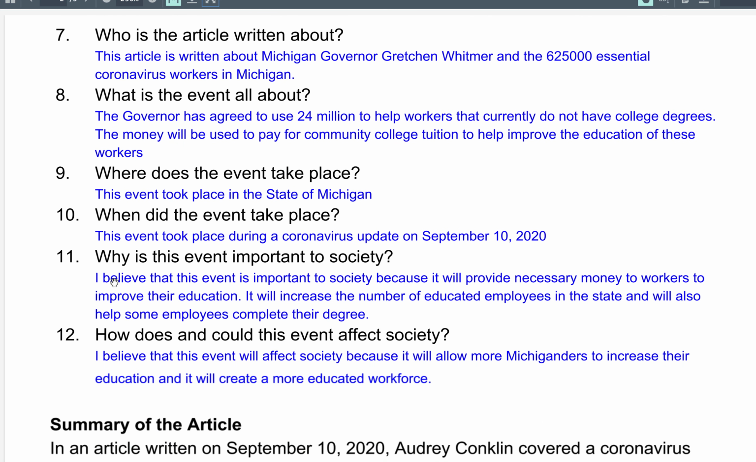Why is it important to society? I believe that this event is important to society because it will provide necessary money to workers to improve their education. It will increase the number of educated employees in the state and will also help some employees complete their degree. How does and could this event affect society? I believe this event will affect society because it will allow more Michiganders to increase their education and will create a more educated workforce. So those are the points, writing a sentence for each of these questions.